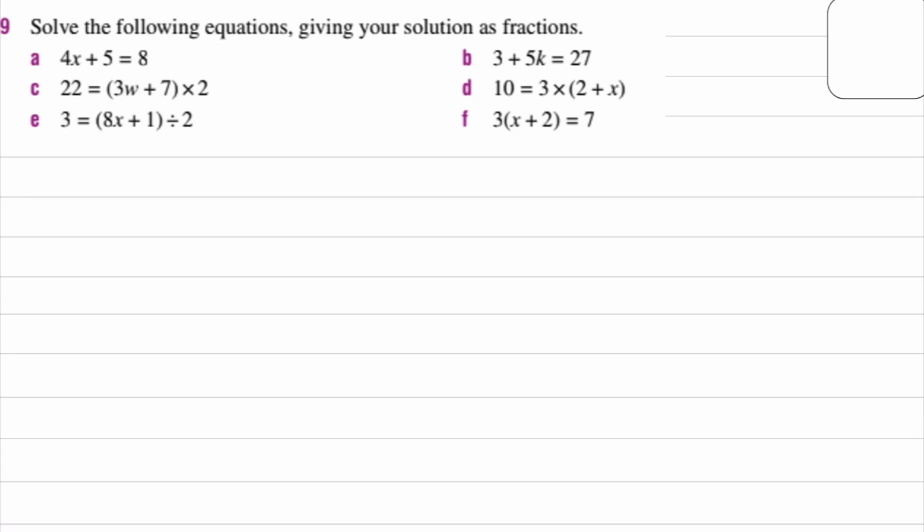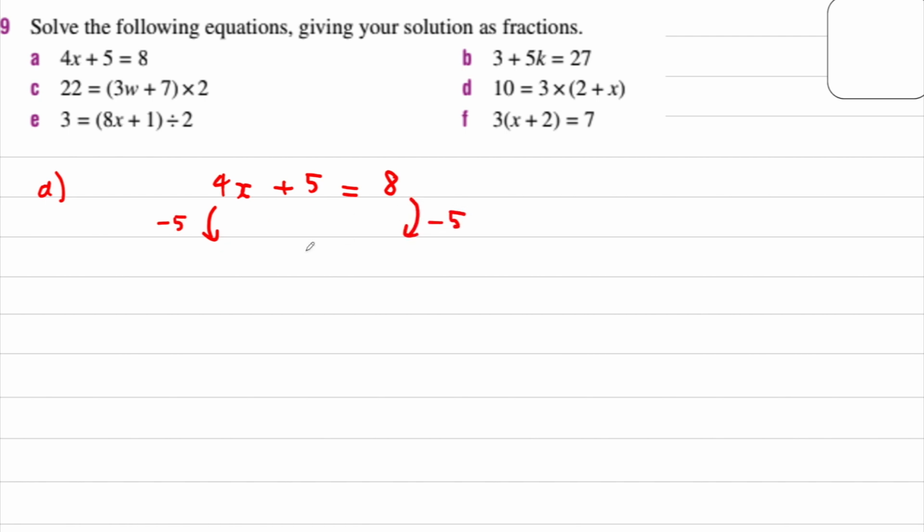Question 9. Solve the following equation. Give your solution as a fraction. It means you will have the new form of the result. Question A. 4x plus 5 equals 8, and the first operation I will apply is minus 5.